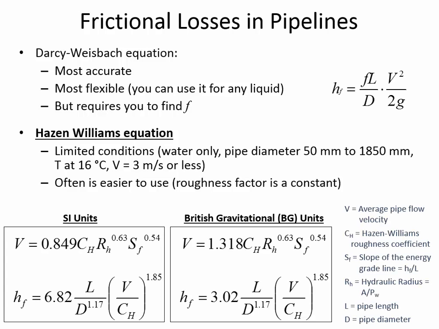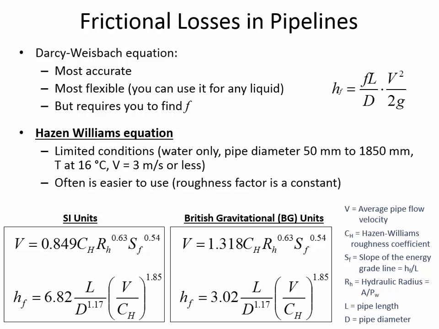Now, why is it easy to use? Well, one thing that makes it easy to use is that this C value that goes into the Hazen Williams equation doesn't vary over flow conditions. And so there's no such thing as a Moody diagram for the Hazen Williams equation. You don't have to go through this backbreaking iterative process to calculate the F value like you do for Colebrook. You just look it up in a table.